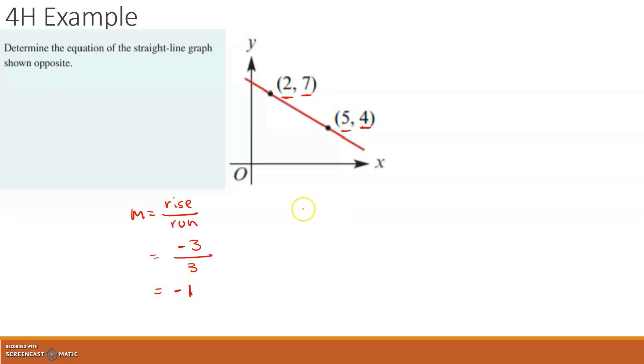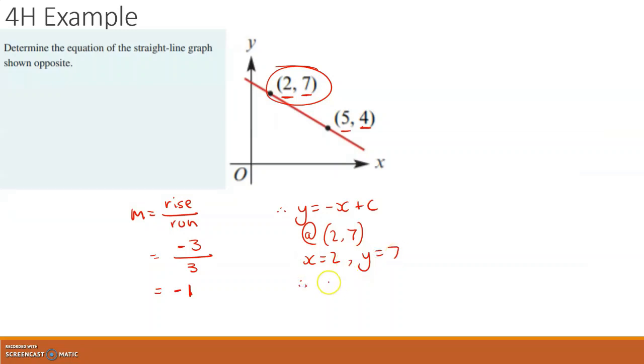So that means I can rewrite my equation as y equals negative x plus c, negative 1x plus c, instead of mx plus c. Now from here, I still need to find out what is the c value. So I'm going to substitute in one of these 2 points. And I think I'm going to choose 2, 7 to be the point, just because the x value is slightly smaller here. So at 2, 7, x is equal to 2, and y is equal to 7.